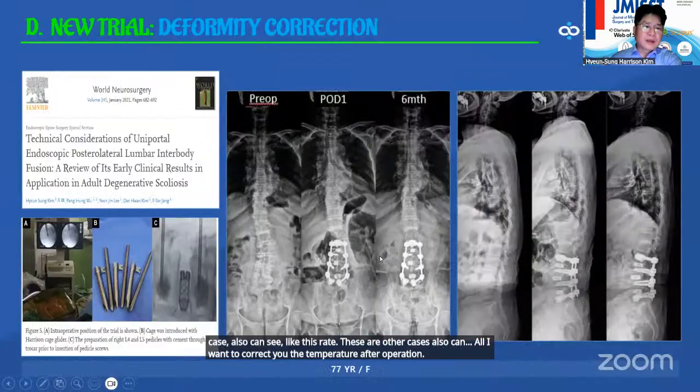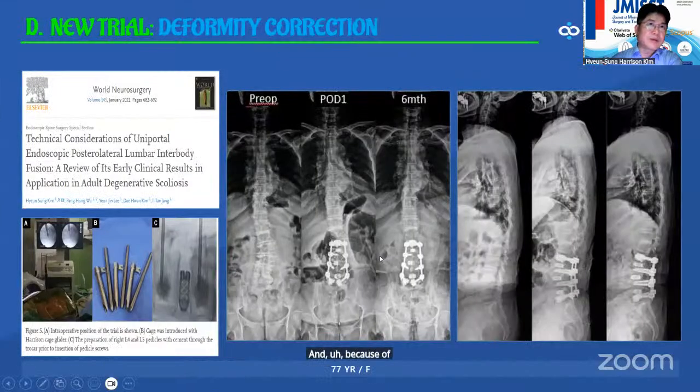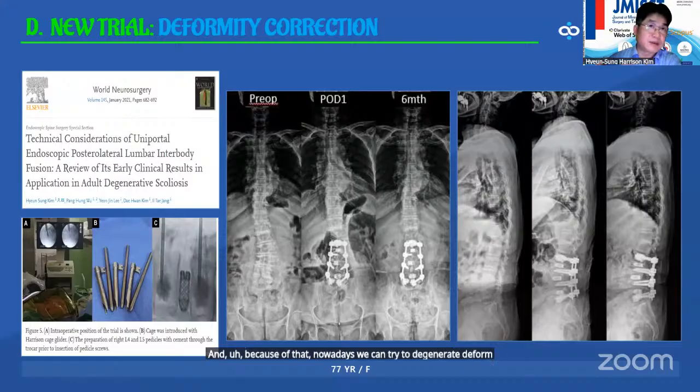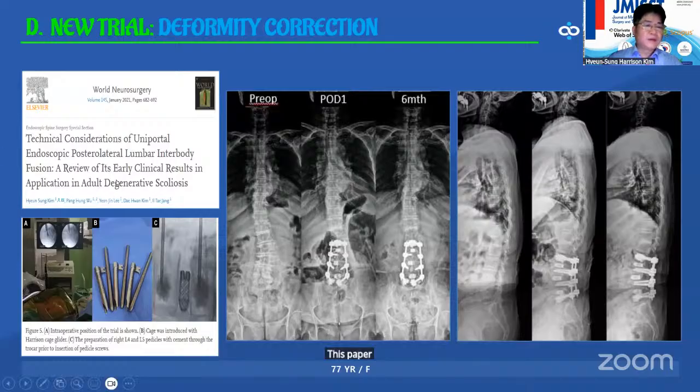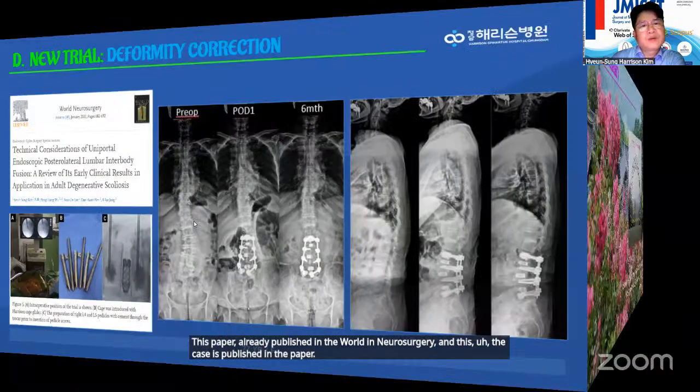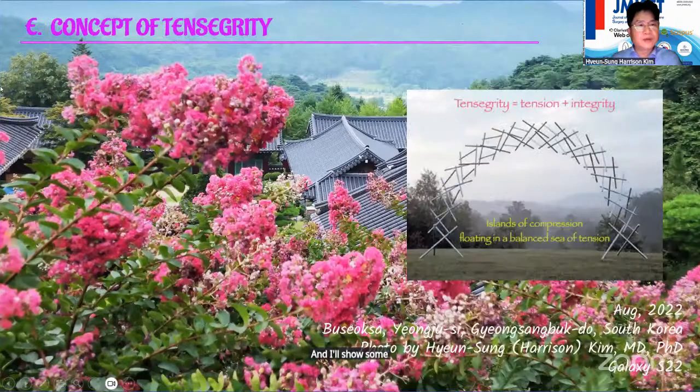And because of that, nowadays we can treat degenerative deformity cases, especially scoliosis cases, degenerative scoliosis cases. Also, this paper was already published in World Neurosurgery, and these cases are published in the paper, and I show some other cases as well.